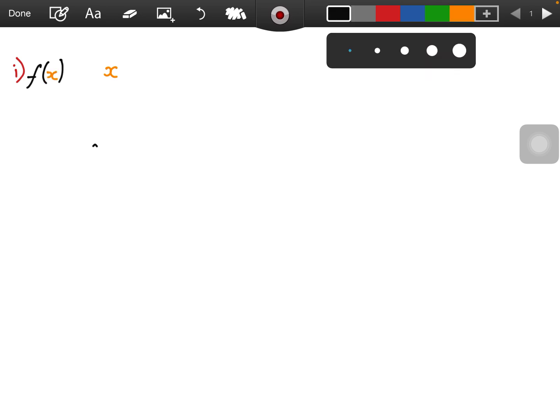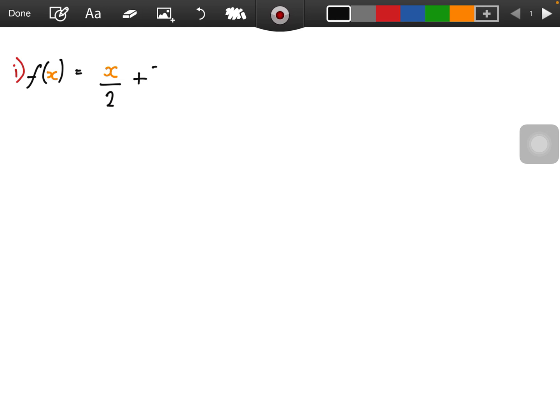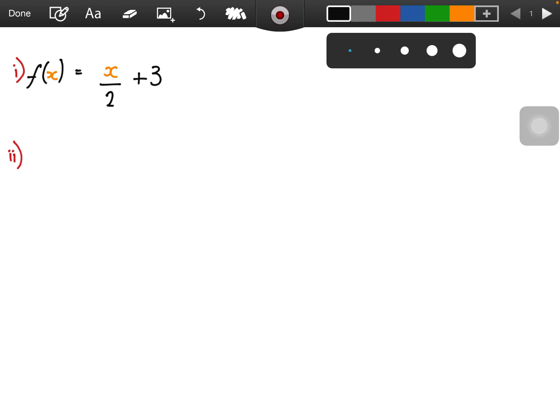Okay, so f of x. And the function is that the input is divided by 2 and then I add 3. So that is my function there in terms of x. So I am asked to find a few values for f of 4.